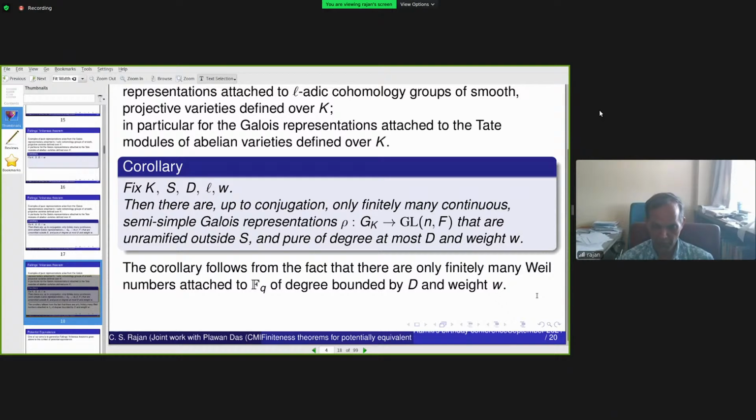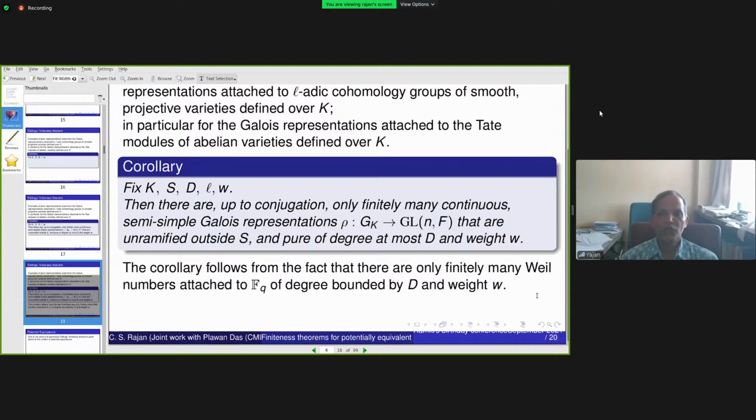The leading coefficient is 1, and then you take the next one, which is the trace, and that is just a sum of the eigenvalues. So it is bounded by some constant times q to the power W over 2. The various other coefficients are bounded because they are elementary symmetric polynomials in the conjugates of the Weyl number. So they are all bounded, and so there are only finitely many polynomials, and that tells you that there are only finitely many Weyl numbers attached to F_q of degree bounded by D and weight W. So from this, the corollary follows.